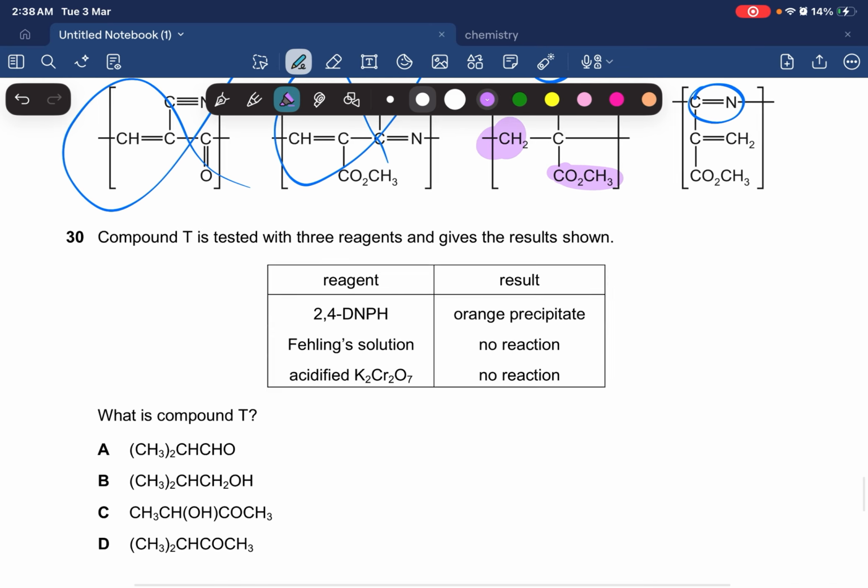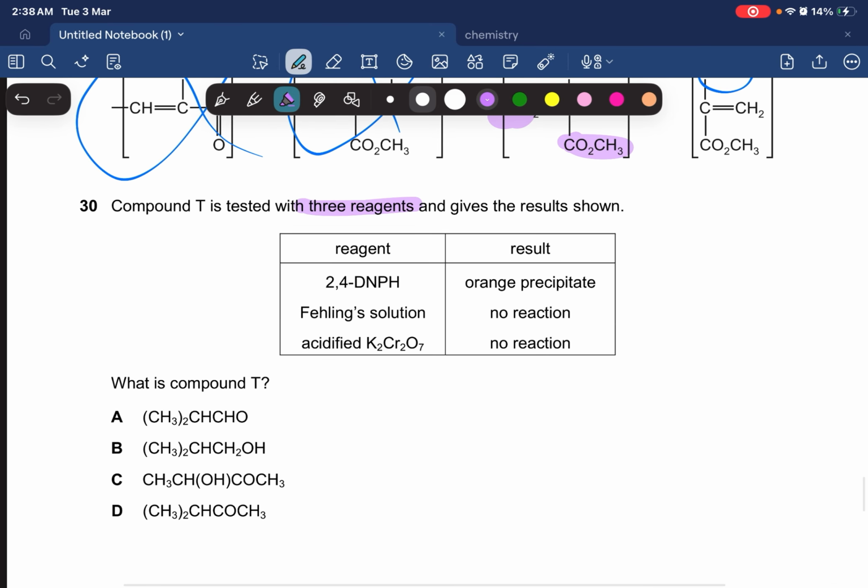Okay. Compound T is tested with 3 reagents and gives the results shown. 2,4-DNPH, orange precipitate; Fehling's solution, no reaction; acidified K2Cr2O7, no reaction. Well, what are we dealing with? I guess that's as easy as ABC, that we're dealing with a ketone. So we have to find a ketone over here. Where do I see a ketone?